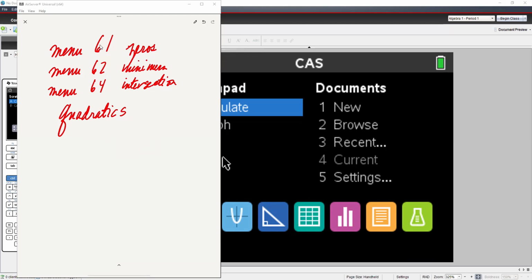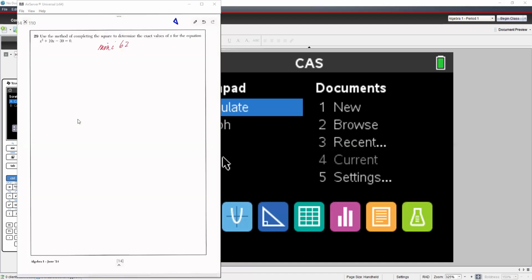So menu 61 is for zeros. Menu 62 is for minimums. Menu 64 is for intersections. Let's go. All right, so the very first one, this is question number 29.